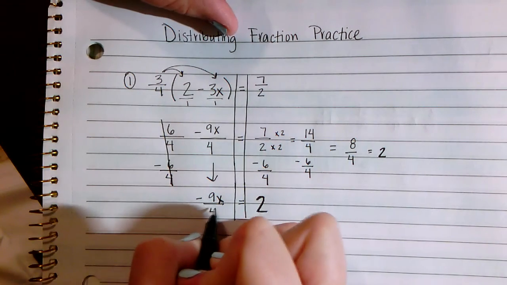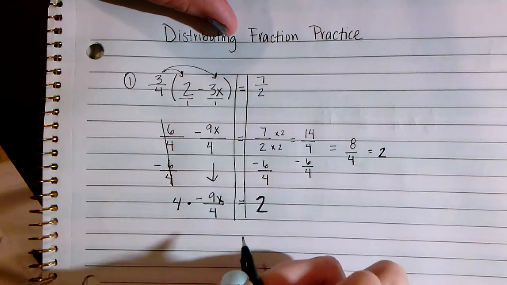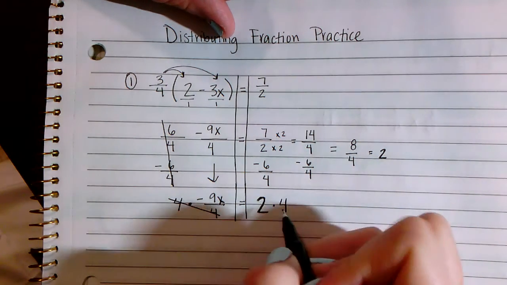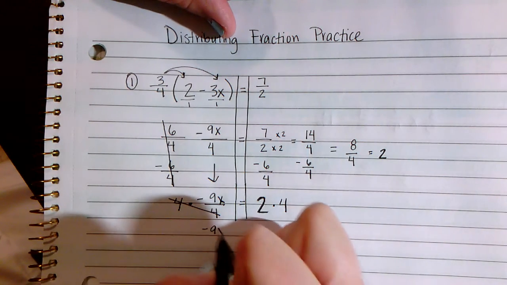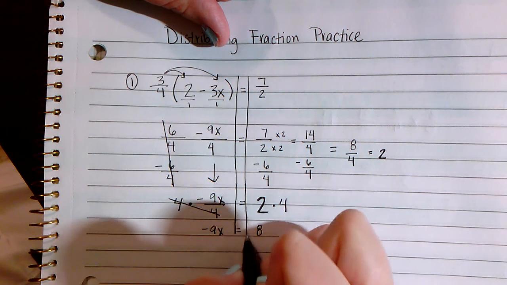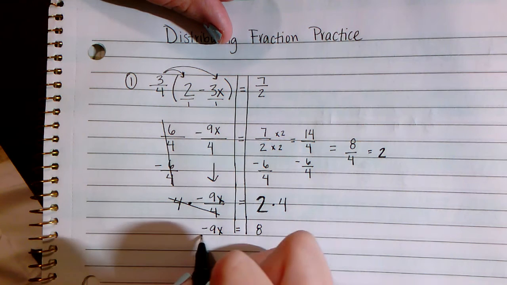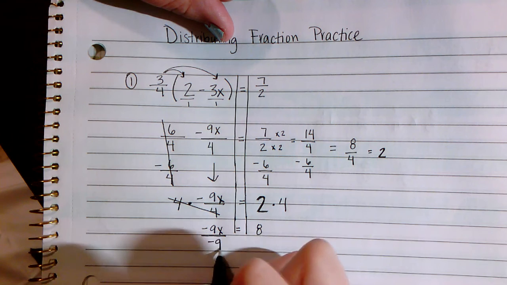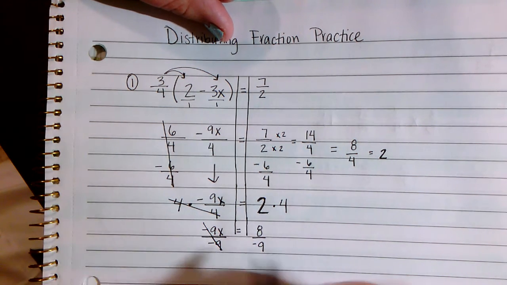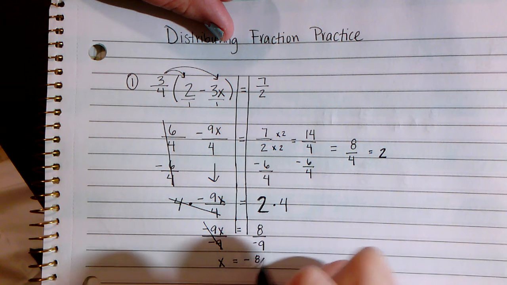So the opposite of division is multiplication. So if we want to get rid of divided by 4, we have to multiply by 4 to both sides, leaving us now with negative 9x equals 8. And then this represents multiplication. So to undo multiplication, we divide. And what are we trying to get rid of that's stuck to that x? Negative 9. And so x now equals negative 8 over 9.